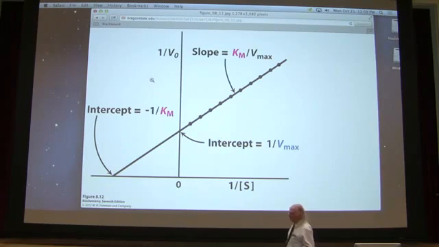Here's a Lineweaver-Burk plot. Earlier we did an experiment. We had 20 tubes, 20 different amounts of substrate, same amount of enzyme, same amount of time, and so forth, and we measured the rate of product formation as a function of time. We took that data and plotted the velocity versus substrate concentration, and we got this nice hyperbolic plot that came with that enzyme.